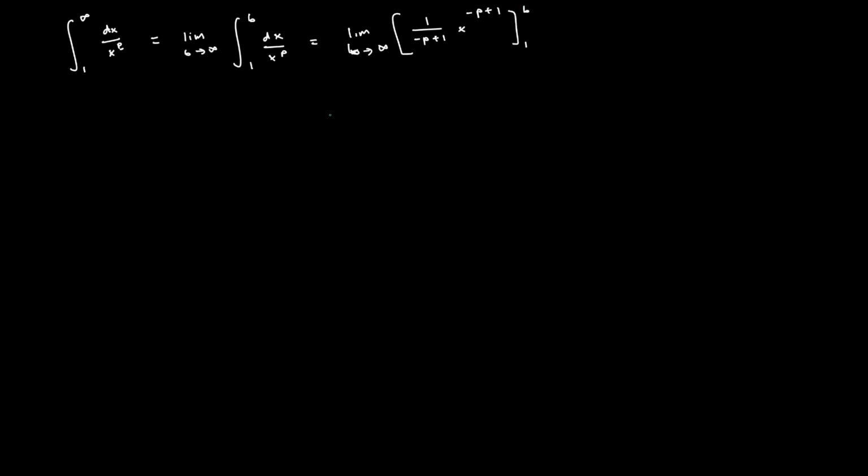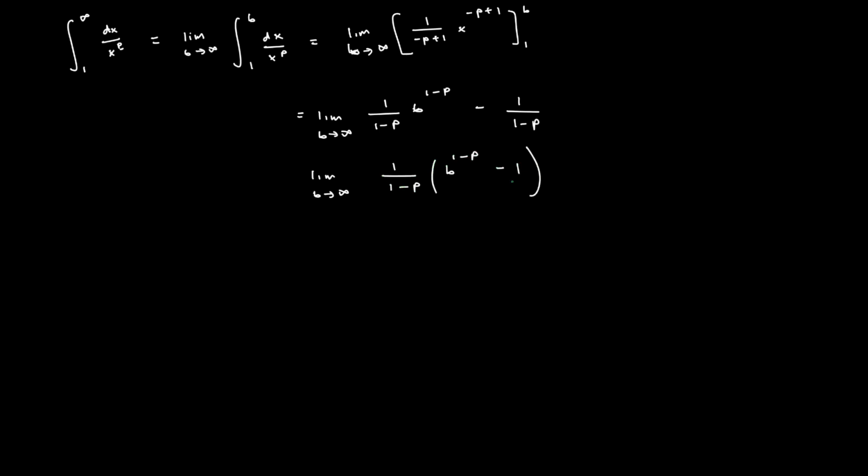And that's just the same thing as the limit as b tends towards infinity of 1 over 1 minus p times b to the power of 1 minus p minus, if we plug in 1 over here, 1 to the power of anything is just 1. And so what we're left with is just minus 1 over 1 minus p. So we can take 1 minus p common, and so that's the same thing as the limit as b tends towards infinity of 1 over 1 minus p times b to the power of 1 minus p minus 1.